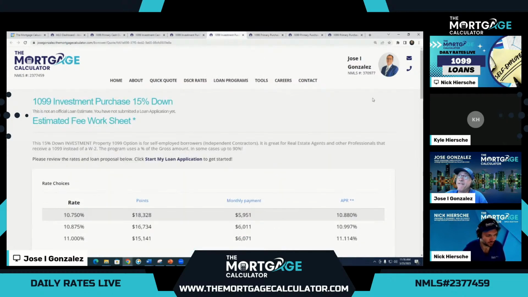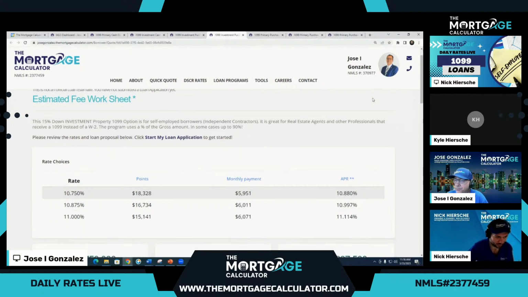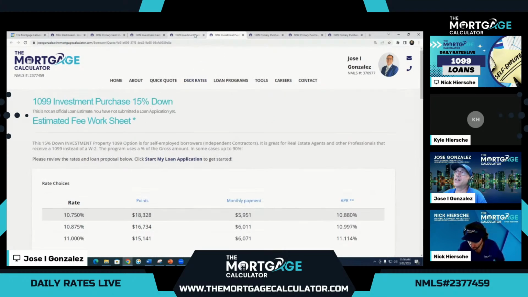So now we have our investment property purchase, and in this case, the highest loan to value we will be able to reach is 85%. Normally, we have a 5% difference in loan to value in these non-QM programs between primary and investment property. So at this option, 11% is the lowest cost option, 10.75 is the lowest rate option. So that's 85% loan to value.